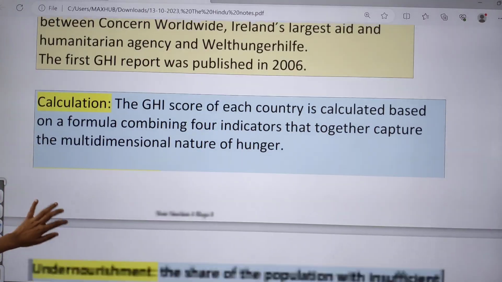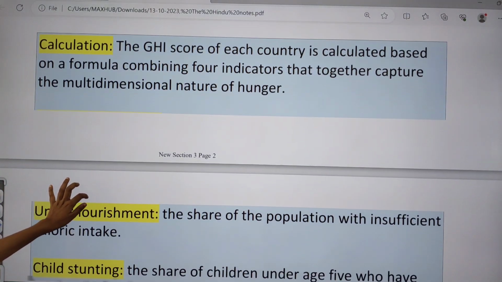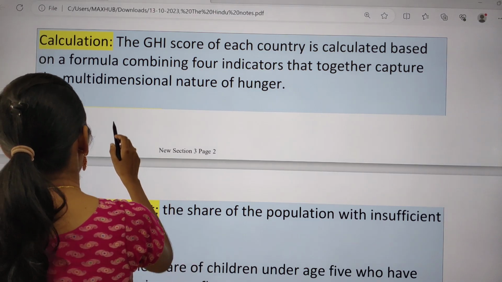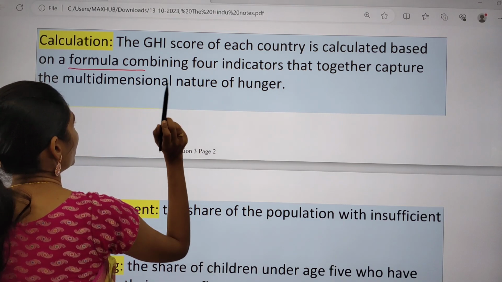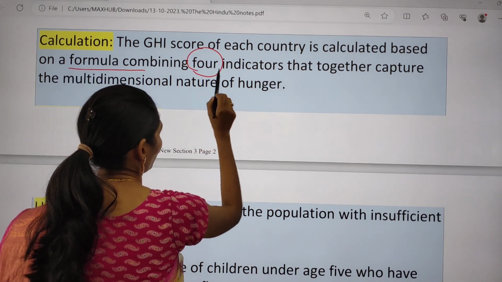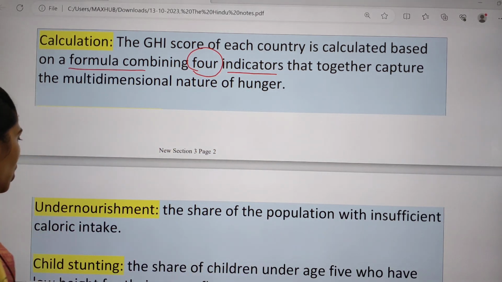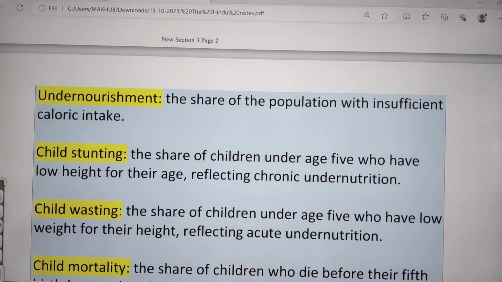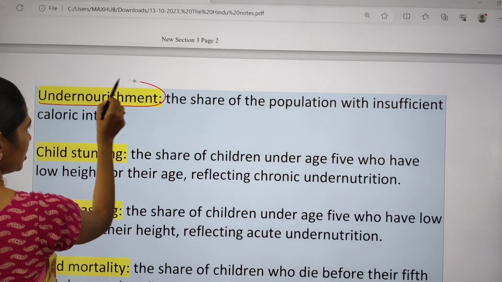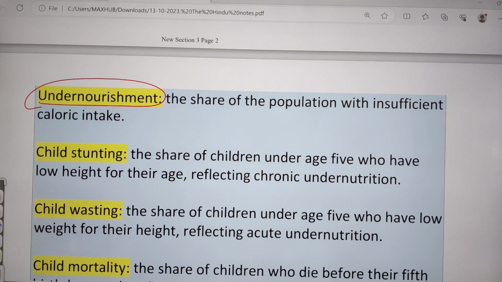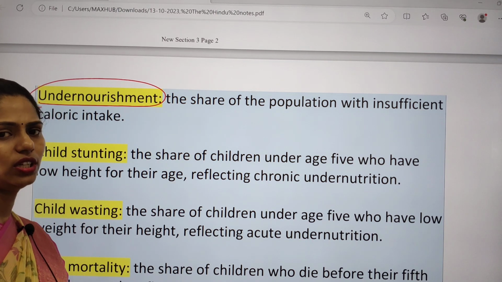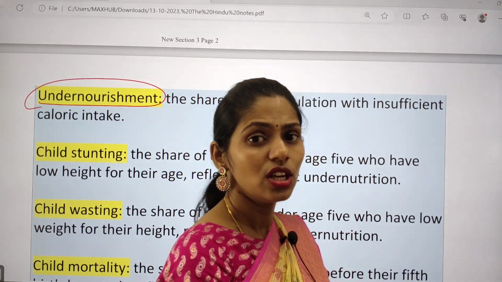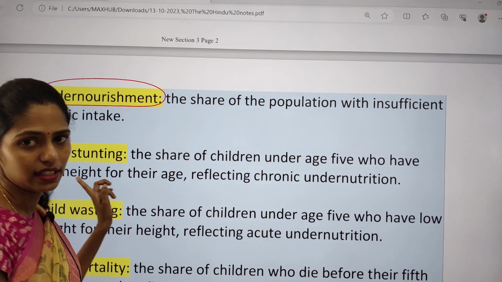If you are talking about the calculation of this global hunger index, the score of each country is calculated based on a formula, and in this we combine 4 indicators together. For example, we focus on undernourishment. That means insufficient calorie intake. If you need 1000 calories but you are taking only 500-600 calories, that is called undernourishment.